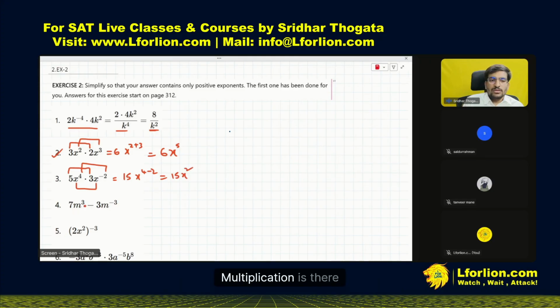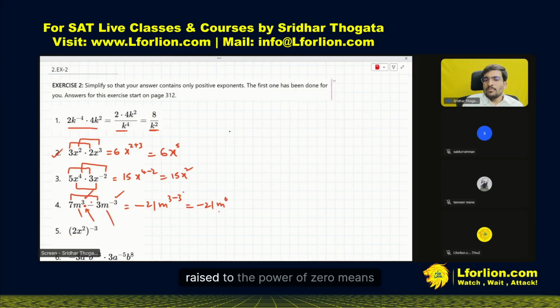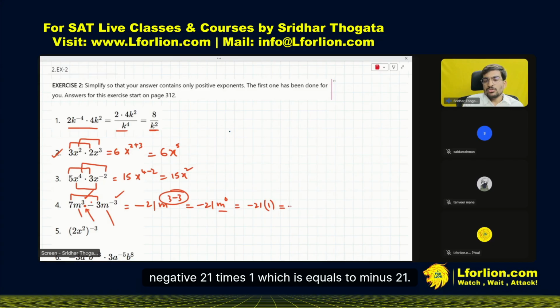Same story here, multiplication is there, 7 into 3, and here there is a negative. Negative, this is multiplication. It's not subtraction between those two. So negative 7 times 3 is 21, and m power 3, m power negative 3, m power 3 minus 3. Same base, so you can apply the product rule. That's what I'm doing. Negative 21, m raised to the power of 0. M raised to the power of 0 means anything raised to the power of 0 is 1. So negative 21 times 1 is equal to negative 21.